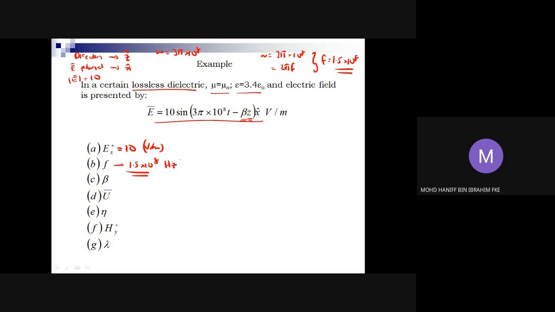Okay. Is that clear on this? Any questions so far? No, yeah? Okay.